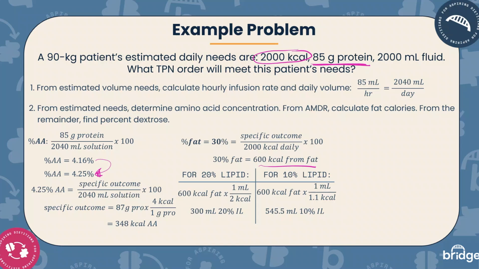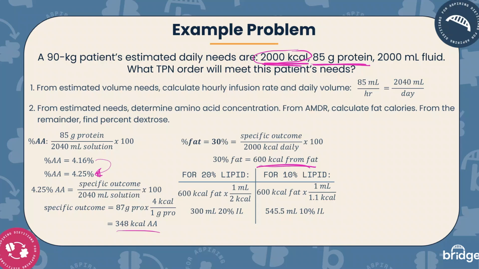Now, to figure out the amount of dextrose, we subtract it. This patient needs 2,000 calories a day, and we already found out that we're going to give them 348 calories from amino acids and 600 calories from fats. Because we're feeding patients directly into their bloodstream, we really need to be conscious with the amount of sugar that we are pumping right into their veins.